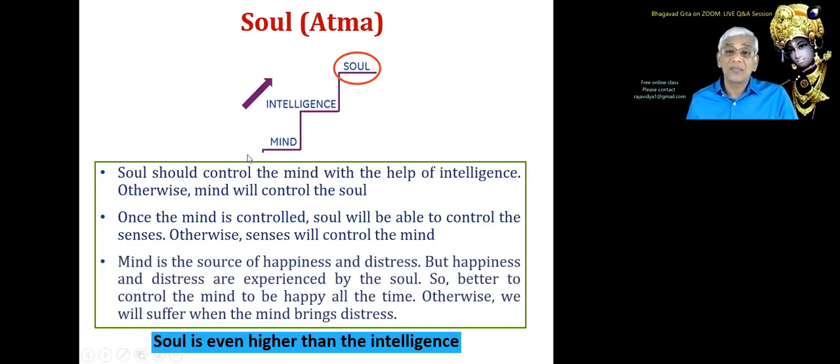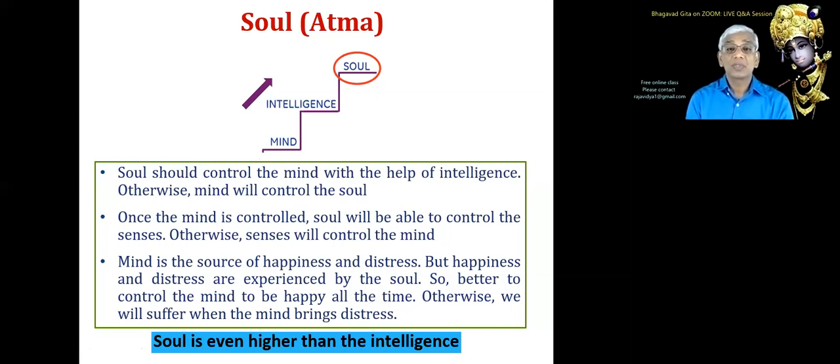The mind is the source of happiness and distress, but happiness and distress are experienced by the soul. Our happiness or distress comes from the status of our mind. If our mind is peaceful, we are happy, as I said earlier. If our mind is disturbed, then we are not happy. But the happiness or distress is experienced by the soul. So we need to make our mind our best friend so that it is peaceful all the time and we will be able to live a happy life. That's why today the topic of presentation is how to control the restless mind.